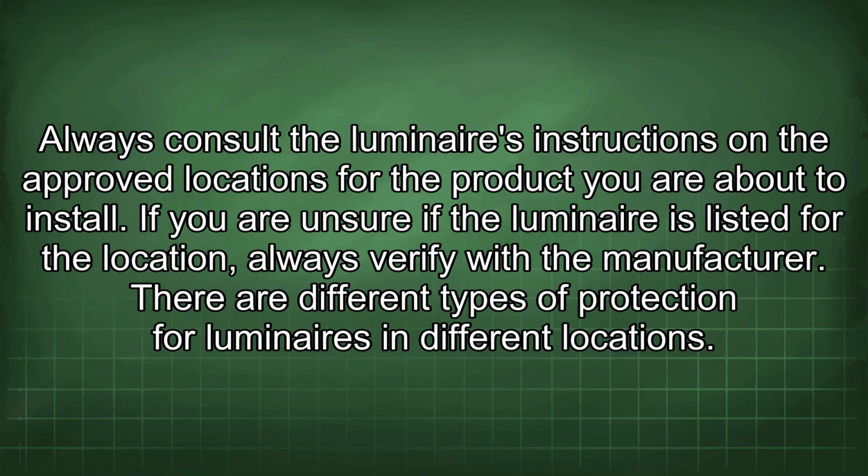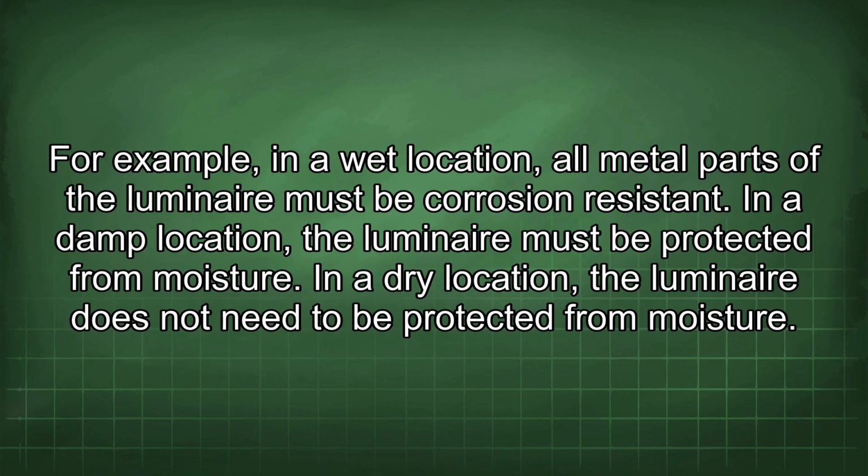There are different types of protection for luminaires in different locations. For example, in a wet location, all metal parts of the luminaire must be corrosion resistant. In a damp location, the luminaire must be protected from moisture. In a dry location, the luminaire does not need to be protected from moisture.